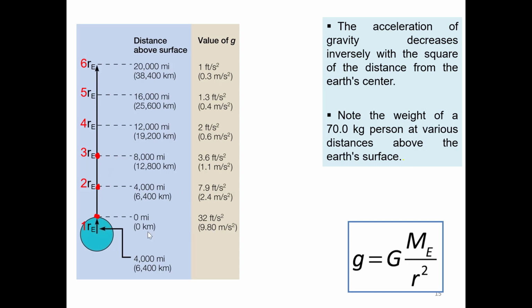Then here we have some values. Just here on the surface of the Earth, the G value is 9.8, and we can see that when the distance is twice the radius of the Earth, the acceleration of gravity is 2.4. If it's 3 times the radius of the Earth, it is 1.1. 4 times, then 0.6. So we can see how this value decreases when the distance increases.